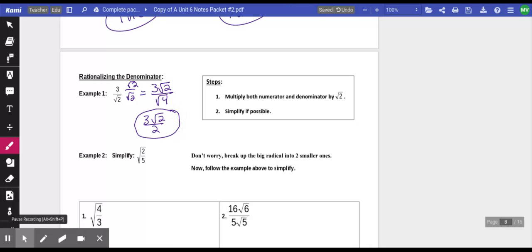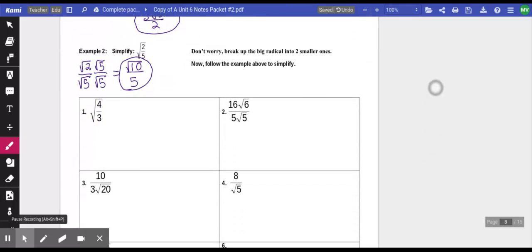So example 2 says, don't worry, break up the big radical into 2 smaller ones. So the square root of 2/5 is the square root of 2 over the square root of 5. I can take the square root of top and bottom. Then I need to get rid of the radical 5 in the bottom, so I multiply the square root of 5 over the square root of 5, numerator and denominator. Square root of 2 times square root of 5 is square root of 10. Square root of 5 times square root of 5 is 5. So it's radical 10 over 5.